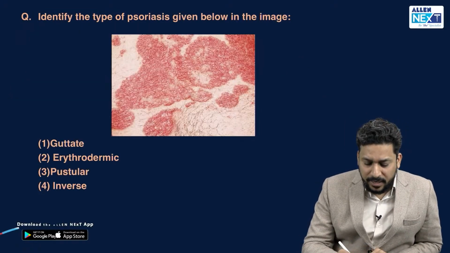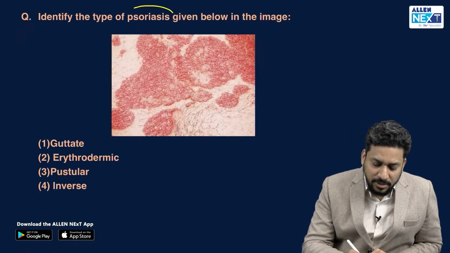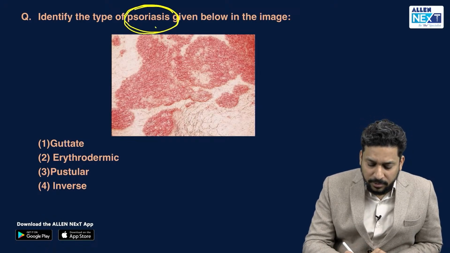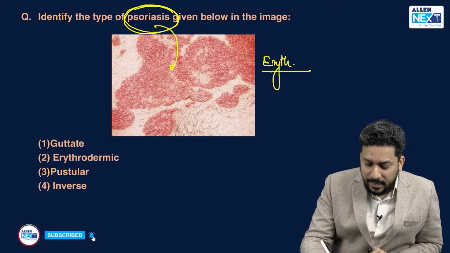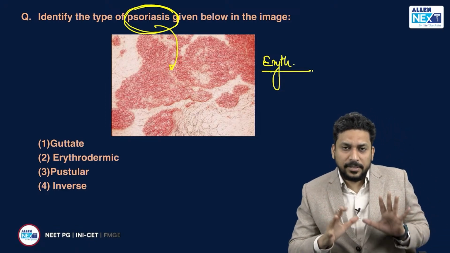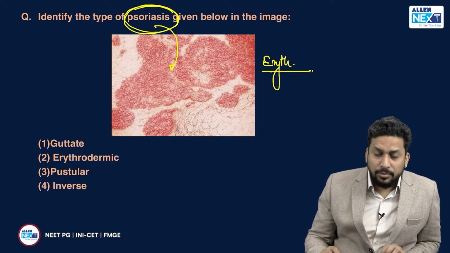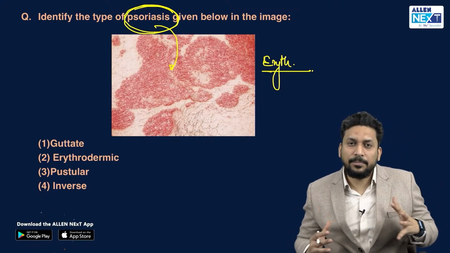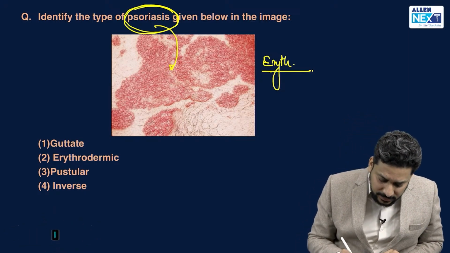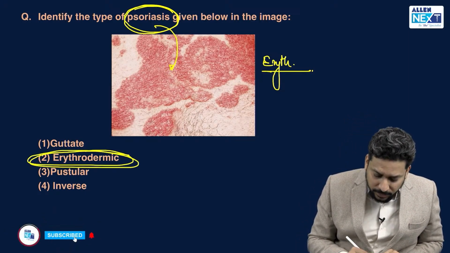Identify the type of psoriasis given below, and they have mentioned that this is psoriasis, and what you can see in the lesions are erythematous. They are red in color. So a lot of red lesions are present over the body. So do you know any type of psoriasis where almost the whole skin starts becoming red or erythematous? Yes, that is known as erythrodermic psoriasis.